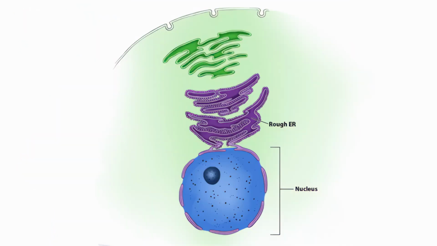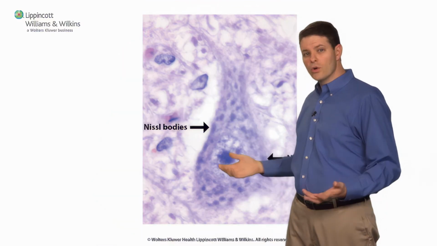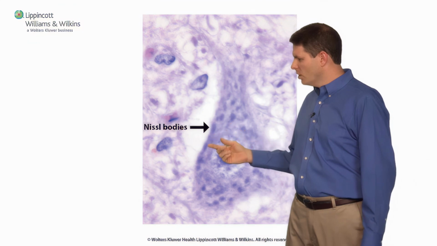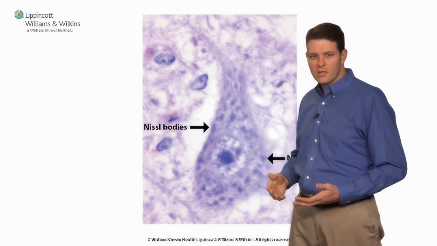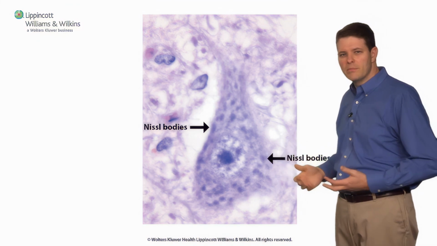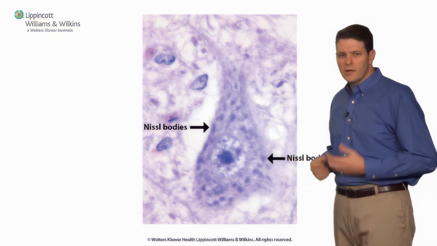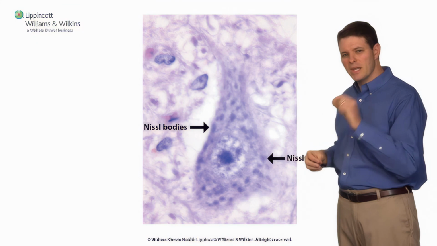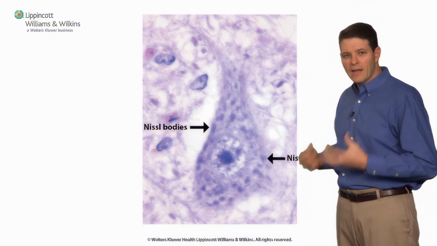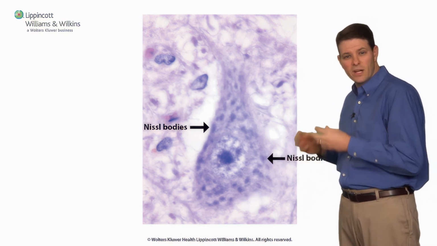So where in the cell do we make the proteins that are going to remain in the cell? Well, there are also free ribosomes suspended in the cytoplasm that are not attached to the rough ER. And these free ribosomes are the site of synthesis of cytosolic proteins and the proteins that become part of the organelles. Now, in the neurons, the rough endoplasmic reticulum is called Nissl bodies or Nissl substance. And the Nissl bodies synthesize enzymes and peptide neurotransmitters. Now, these Nissl bodies are found in the dendrites, but not in axons. The axon hillock sometimes looks very similar to a dendrite up close.